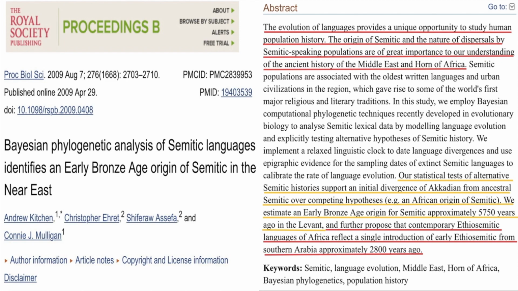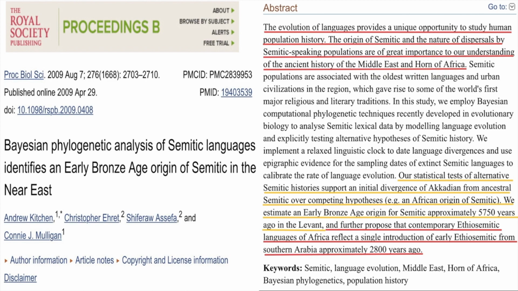So here's the paper dealing with the latest origin for the Semitic languages. It's called Bayesian Phylogenetic Analysis of Semitic Languages Identifies an Early Bronze Age Origin of Semitic in the Near East. And so it reads, the evolution of languages provides a unique opportunity to study human population history. The origin of Semitic and the nature of dispersals by Semitic-speaking populations are of great importance to our understanding of the ancient history of the Middle East and the Horn of Africa. Our statistical tests of alternative Semitic histories support an additional divergence of Akkadian from ancestral Semitic over competing hypotheses, i.e., an African origin of Semitic.